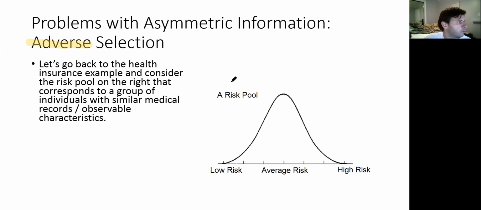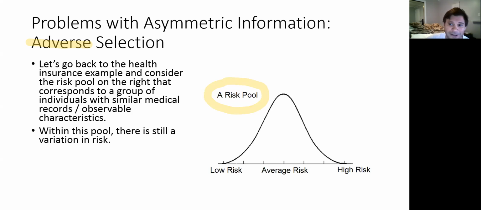And what we're going to look at on the right here is a risk pool for a particular group of folks, let's say with the same medical history, same set of pre-existing conditions, similar age range. Okay, they're all pooled together. And within that pool, there are healthier folks that are lower risk, and there are sicker folks that are higher risk. Okay, so within this pool, there is still variation in risk.